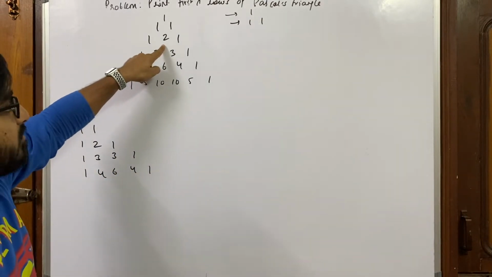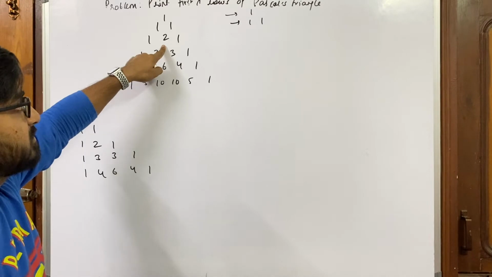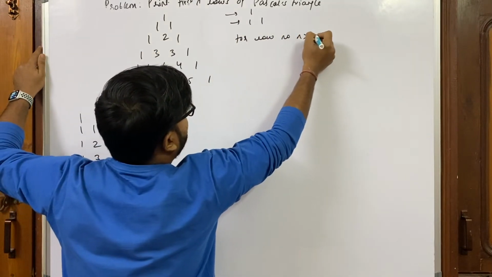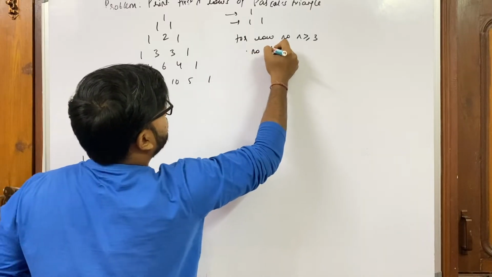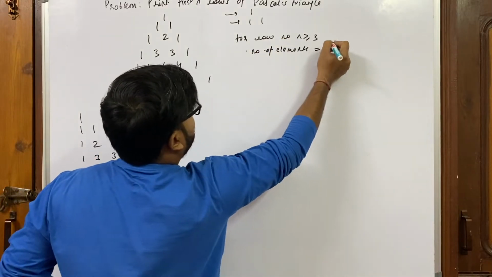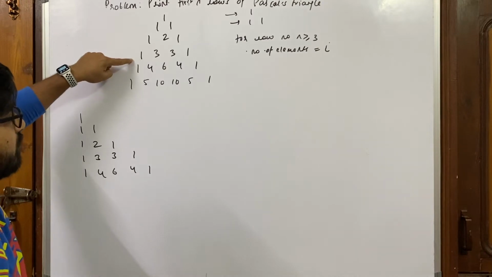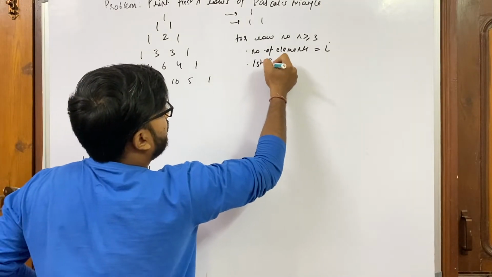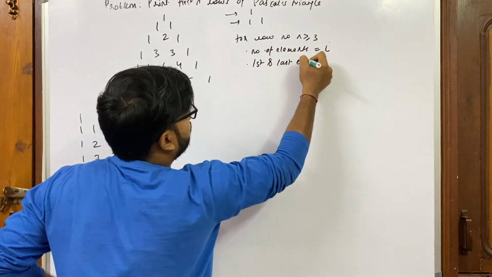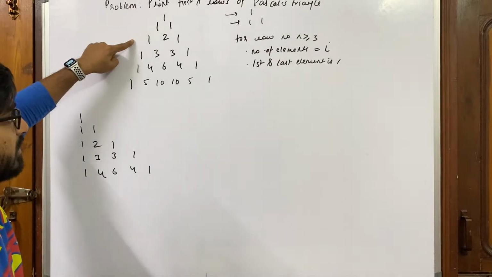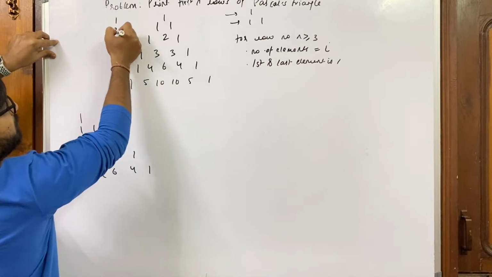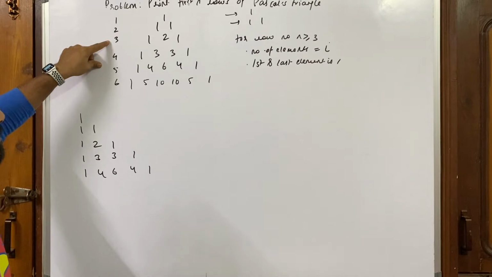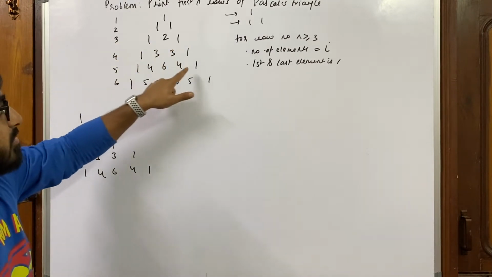From the third row onwards, I can generalize my process. So for row number n greater than or equal to 3, the number of elements in this row is equal to n. So the third row has 3 elements, the fourth row has 4 elements, the fifth row has 5 elements, and so on. The first and last element is 1, for all rows from 3 and above.